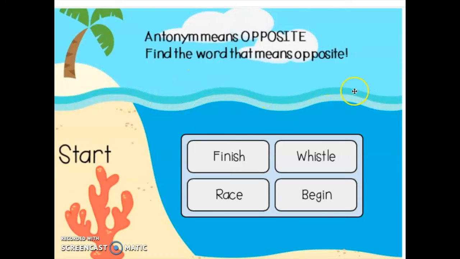Here we are at this lovely beach, and the words are in the ocean. On the sand is the word start. We need to find the opposite or antonym of the word start. We have the word finish, whistle, race, begin. I'm going to read the words again. Listen carefully so you can find the word that is the opposite of start. Finish, whistle, race, begin. The opposite of start is, that's right, finish.